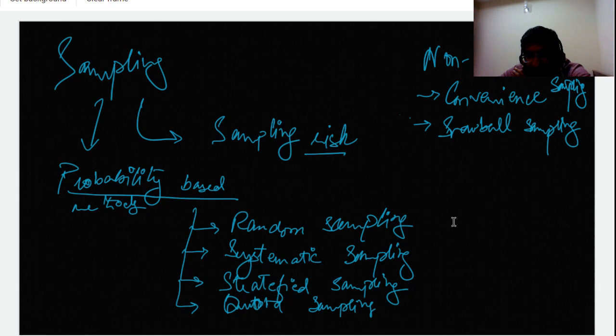Yes. Then the other two non-probability methods could be ad hoc or judgmental. Based on your own understanding, you come up with a method that this is the way I should be choosing the sample. Okay. You could do that as well. That would be judgmental or ad hoc sampling. Okay, so this is as much as is there in your book.